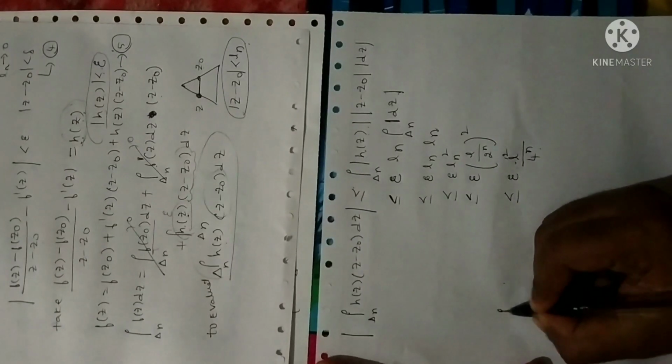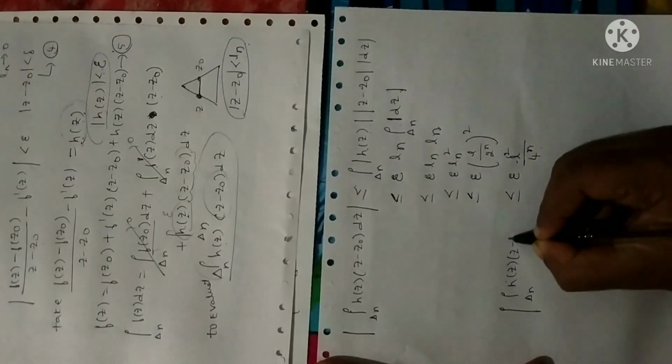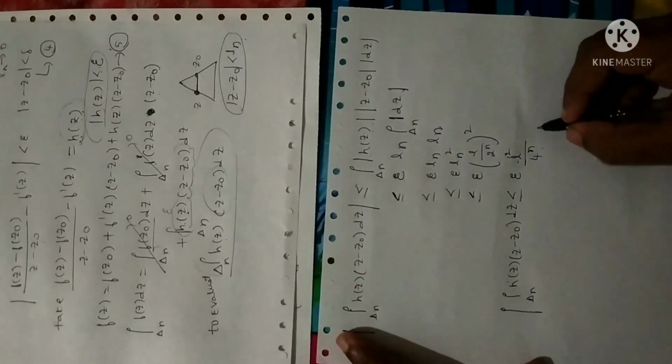Now let me write the LHS as it is. What is it? The magnitude of the integral over delta n of h of z into z minus z naught into dz has this value. Now let me consider this value. So what is the LHS here that I have?